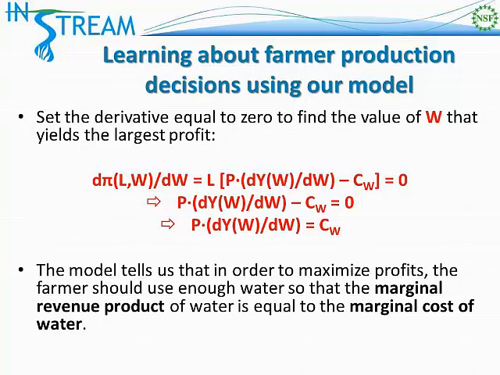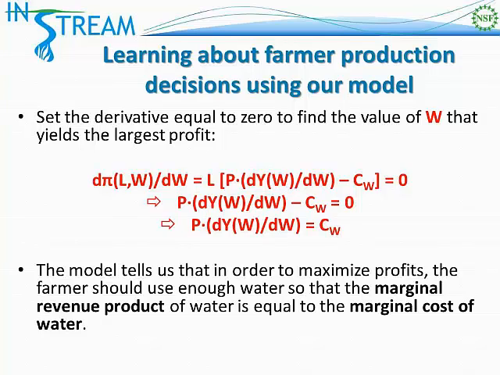Now the L is just multiplied to the whole expression here, so if we divide both sides by L, we just get the inside of the brackets equal to 0. And then if we add C sub W to both sides, then we get this condition. Because we set the derivative to 0 and came up with this condition, we know that this condition must be fulfilled in order to maximize profits on the farm.